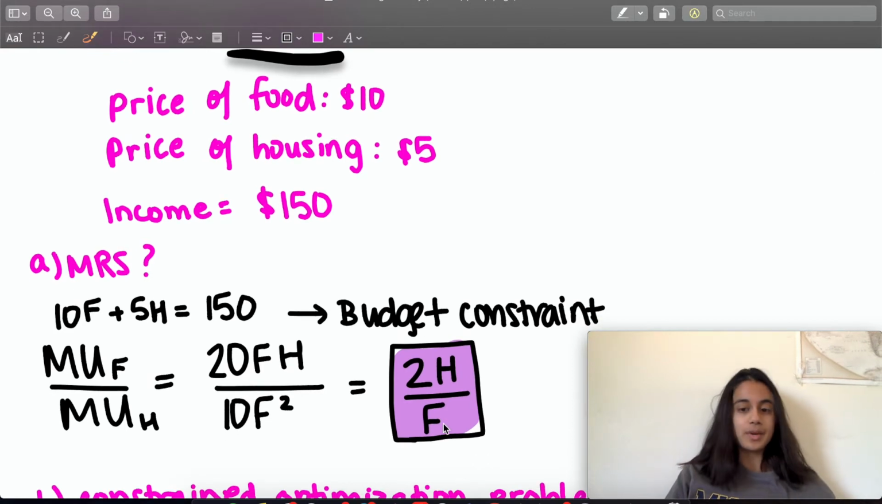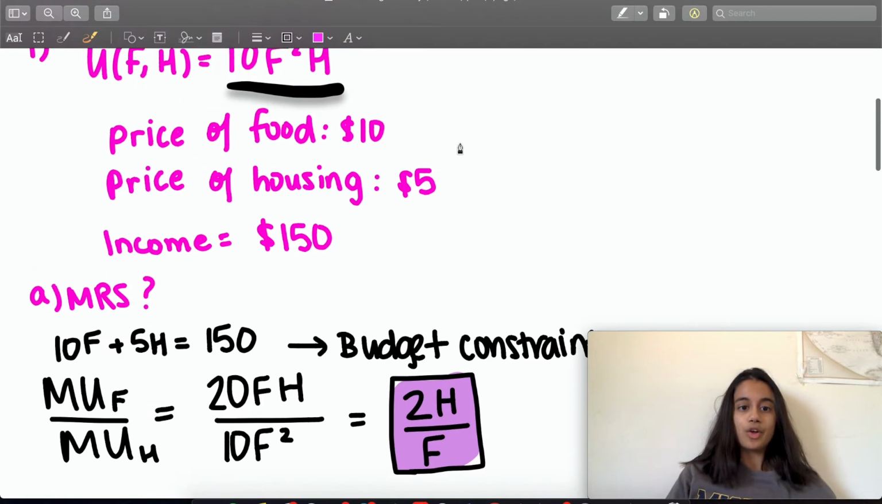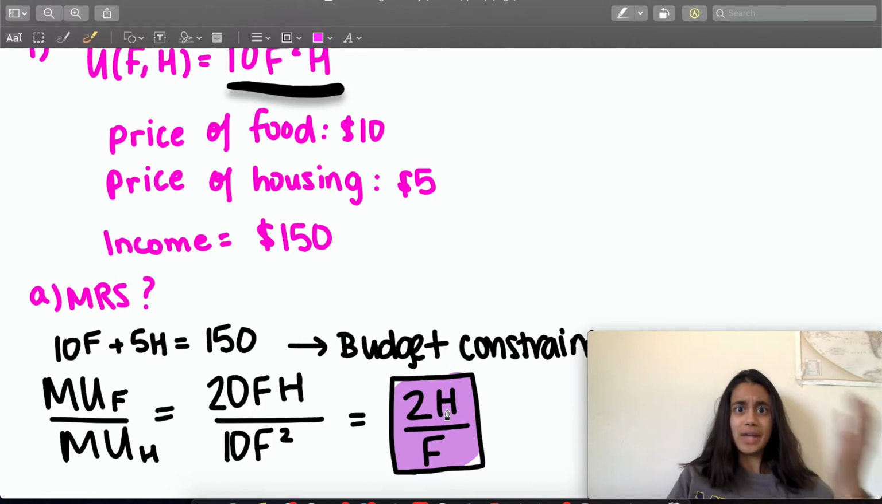That really helps, because now we're also given our budget constraint. When we have our price and our income, we can just write down our budget constraint. That's 10f plus 5h is 150. And we have our MRS. What do we know to always do? We have to compare our MRS to our price ratio.